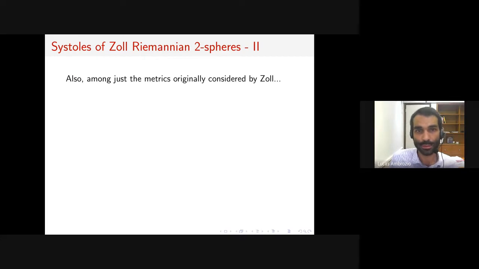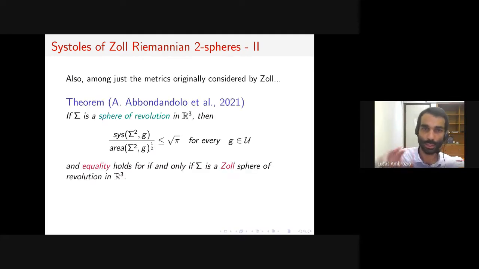And also, I can mention that among those metrics originally considered by Zoll, namely those that are rotational spheres in R3, the square root of pi is actually the absolute maximum, attained also only by those spheres of revolution.